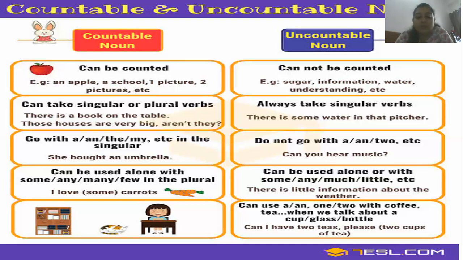Further, it can use a or an, one or two with coffee, tea when we talk about a cup, glass, bottle. यानी कि अगर हम coffee या tea के बारे में बात कर रहे हैं सेंटेंस में, तो हम उसके साथ में उनके पहले a या an या फिर one और two uncountable nouns के पहले use कर सकते हैं, only when a specific measurement of its quantity is given, like cup, glass या bottle. यानी कि if you say I want to have a cup of tea, तो you are trying to specify the quantity of tea you want to have, that is एक कप जितनी.